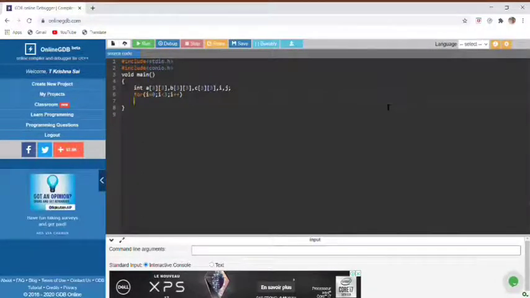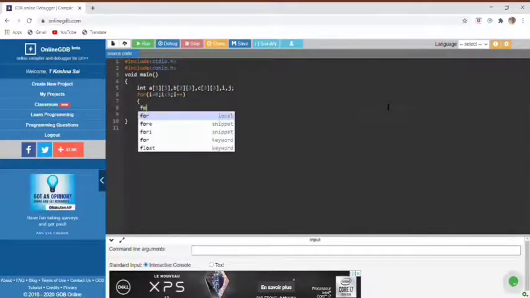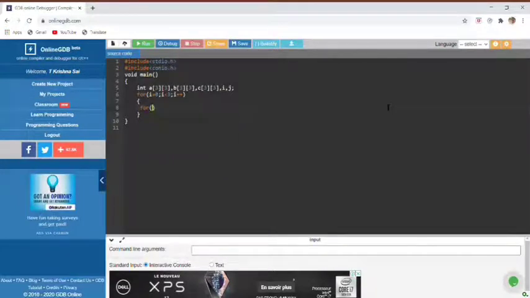So we can open another brace for columns. For columns, we are taking a j. j is equal to 0, semicolon, j less than 3. So columns are also 3. j would be incremented similarly. Then we put the statements for printing.